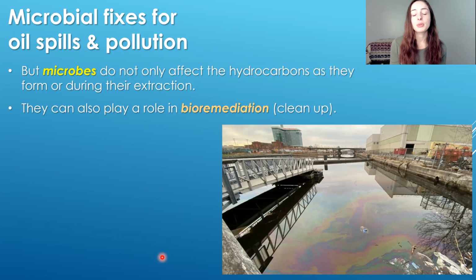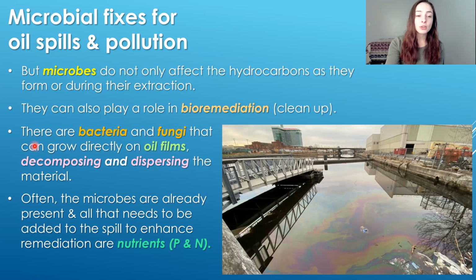Microbes are not only employed to help get those fossil fuels out from the ground, but also microbes can help remediate oil spills and pollution by decomposing and dispersing oil films, for example. Those microbes that can grow like this are typically already in the environment where the oil spill occurred, and all that needs to be done to enhance the remediation, or increase the efficiency of this decomposition and dispersion of this material, is to supply nutrients like phosphorus and nitrogen compounds for those microbes to do what they do best.